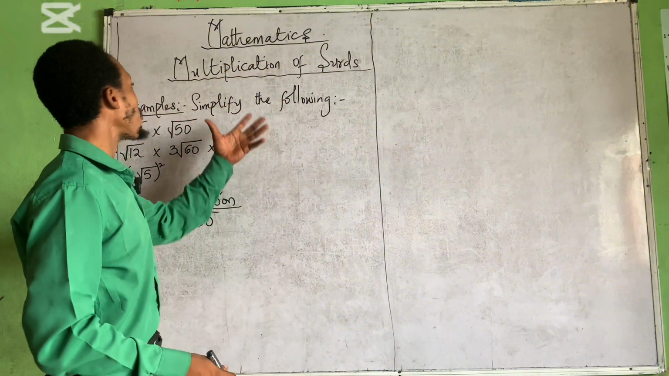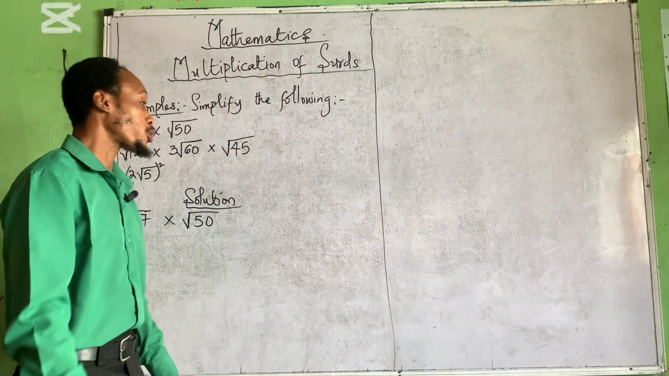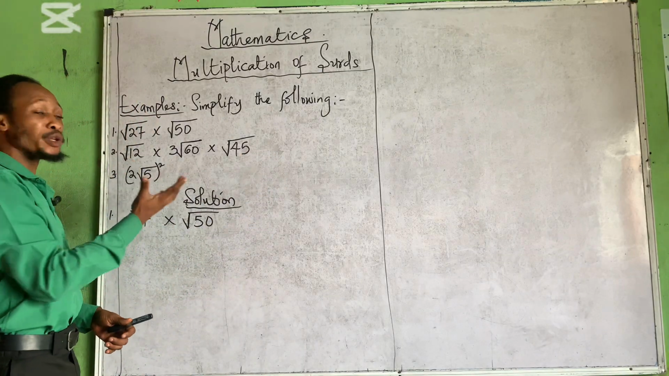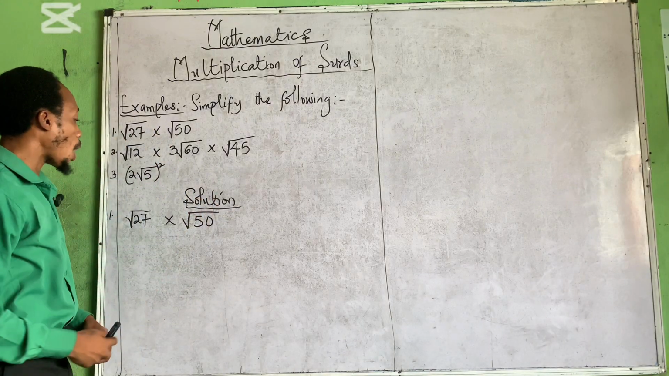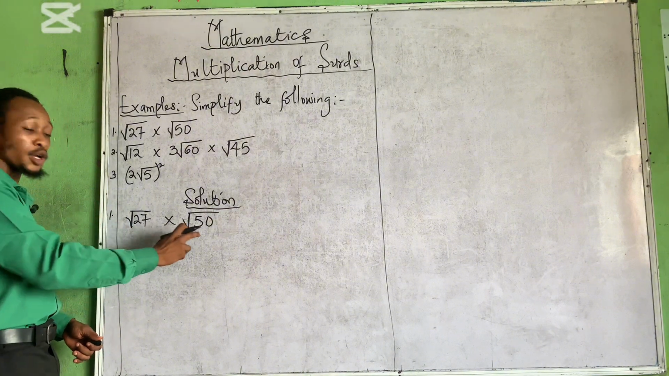Alright, so we have multiplication of surds today. Remember in our last class we did addition and subtraction of surds. For multiplication of surds, the same approach we've been using applies: we have to simplify them before we carry out our operation. So we have root 27 times root 50.